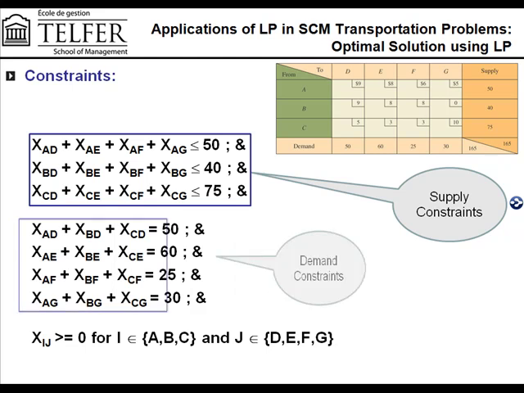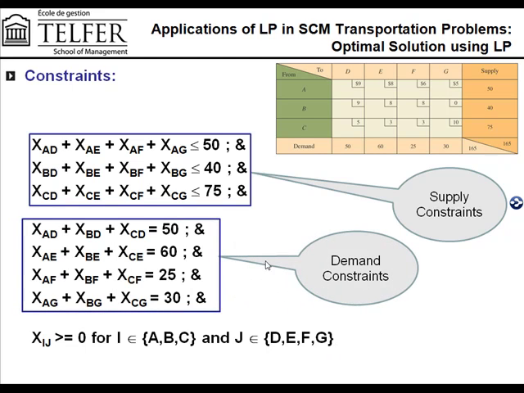Similarly, for your demand constraints, we work by columns. So everything that's coming into D, so either it's coming from A or B or C, take the sum of that, and that has to be equal to 50. Everything that's coming into E from A, B, or C has to be equal to 60. Same thing for F, same thing for G. The inflows into F and G have to be equal to 25 or 30.